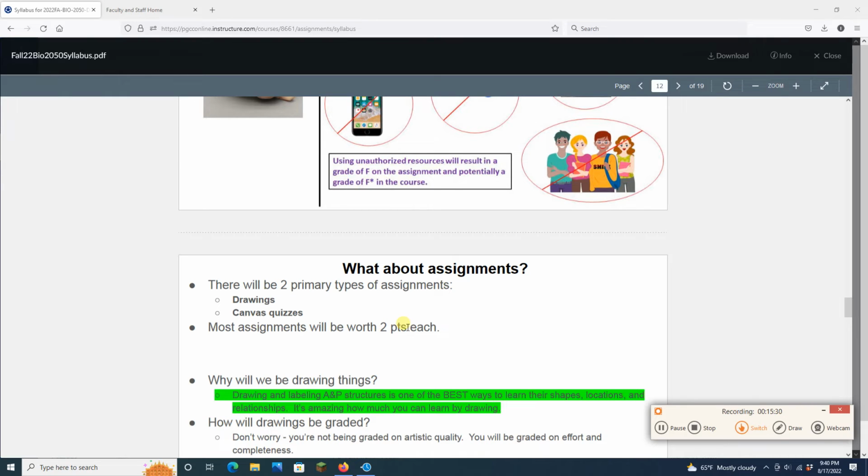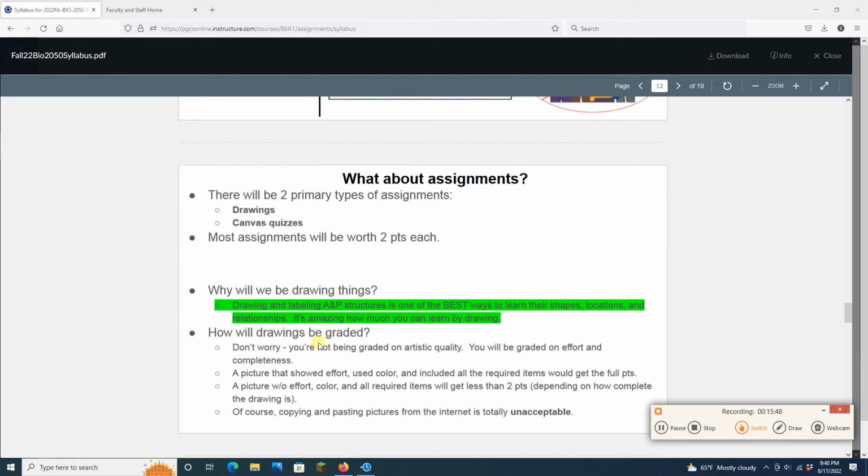All right. Now, why are we drawing things? Because drawing things and labeling things is a really good way to learn anatomy, to learn shapes, locations, and relationships of anatomy structures. You can learn a lot by drawing. I'm not grading your artistic ability with the drawing. You just put in a little effort, use a little color, label the stuff you're supposed to label, boom, you'll get the full 2 points. All right?